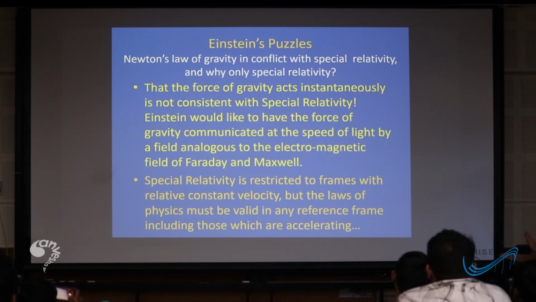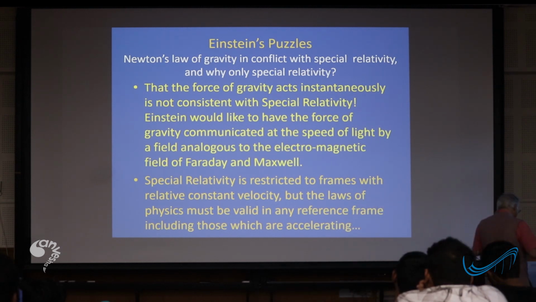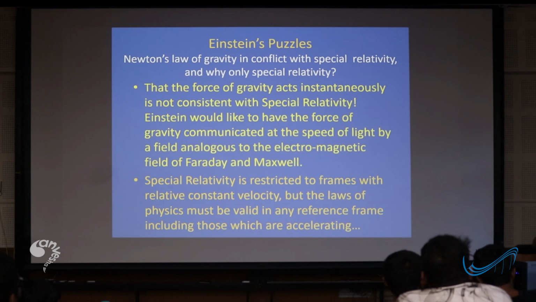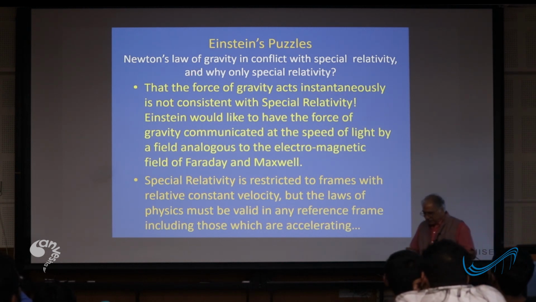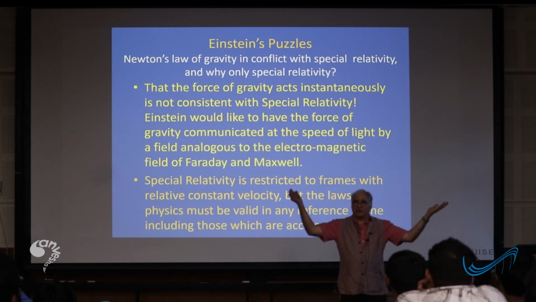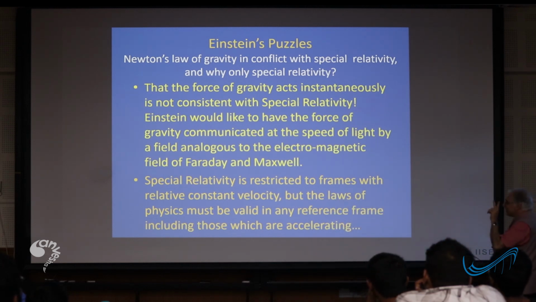So now, Einstein was always puzzled by everything, you see. He was puzzled and puzzled, and over many, many years of work, he was resolving these puzzles. He really suffered discovering relativity. So, now, Einstein's puzzles: Newton's law of gravity in conflict with special relativity, obviously, because if there is a finite speed of light, then this instantaneous business goes away. There's something wrong with Newton's law of gravity. Boom. Now, the second question he was worried about was, why only special relativity?